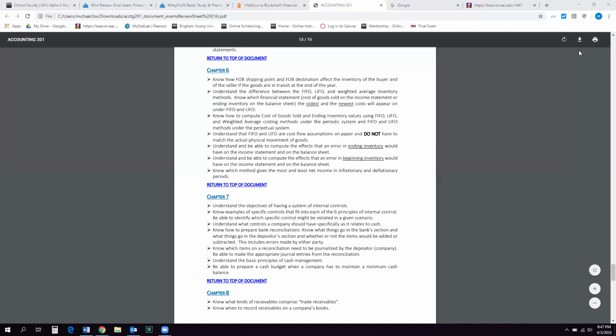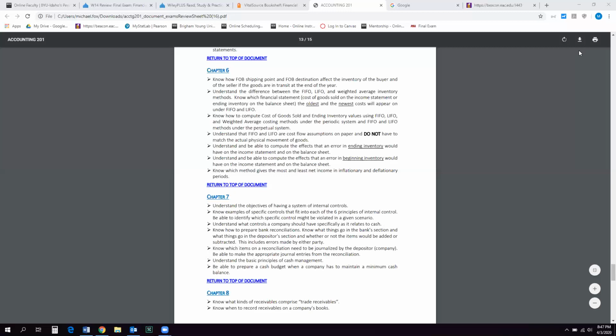Know how to compute cost of goods sold under all three methods. Use weighted average in a periodic system, and first in, first out, and last in, first out on a perpetual system. So you'll have to know how to do that. I can't explain it more. You'll just have to practice some of those.